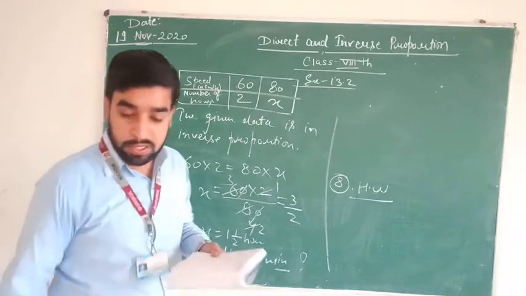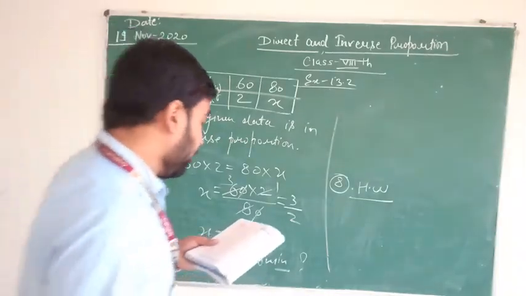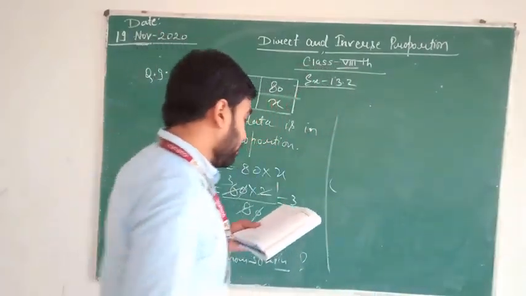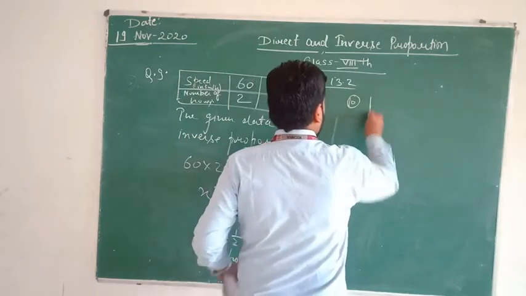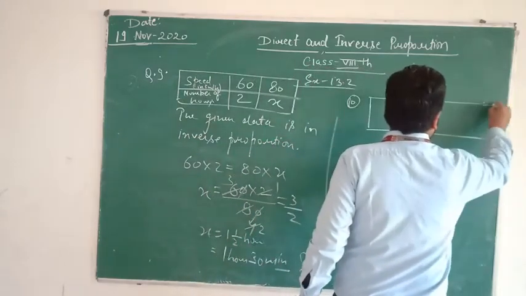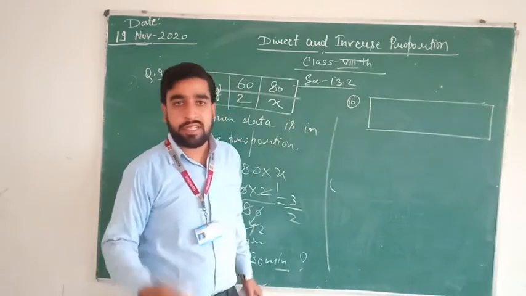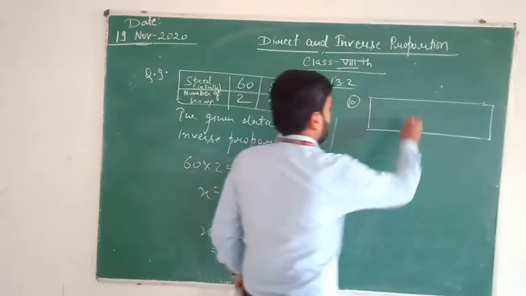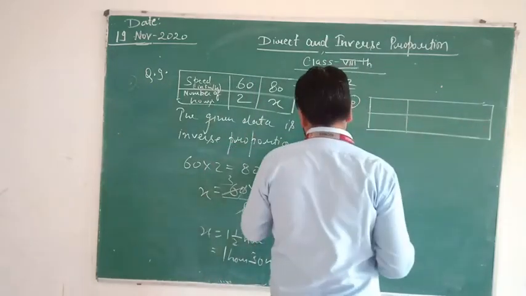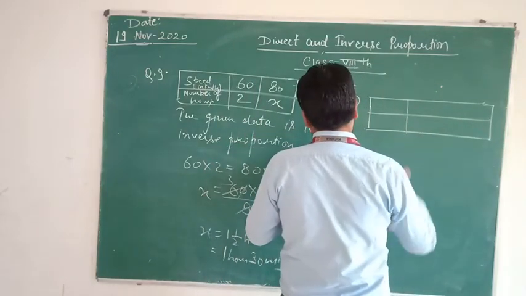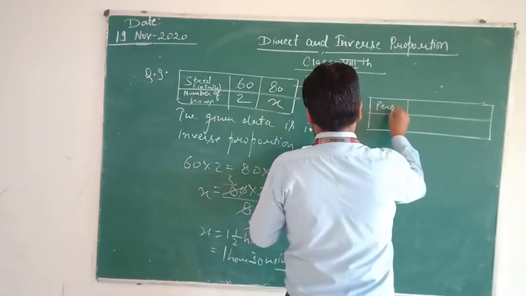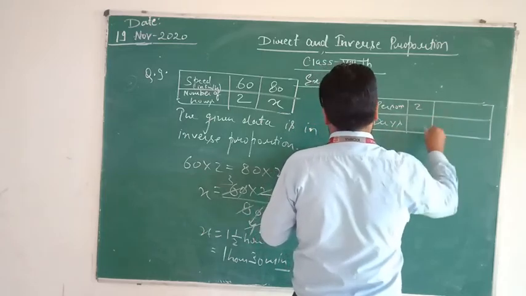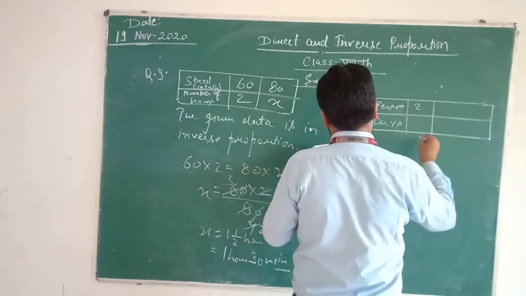Two persons could fit a new window in a house in 3 days. 2 persons, 3 days. Let us make a table. Person and days, always reverse variation. That's very clear. If you increase the number of persons, the number of days will decrease. So let us plot a table. 2 persons and days. So if 2 persons are there, then this many days are there.